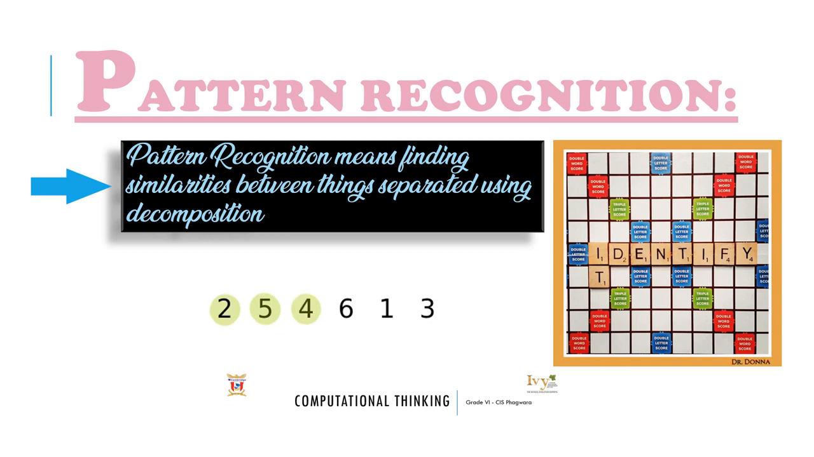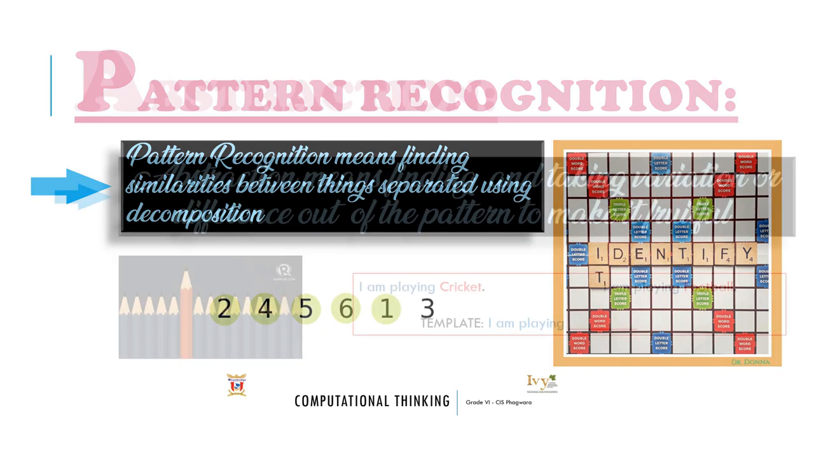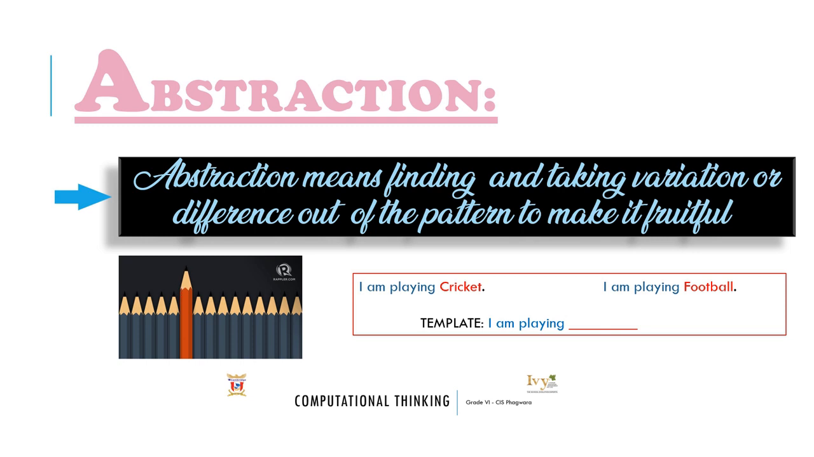Now, the next step is abstraction. Abstraction means finding and taking variations or differences out of the pattern to make it fruitful. I'm going to explain it by giving an example. Like, I have written 2 sentences here. First one is I am playing cricket, second is I am playing football.